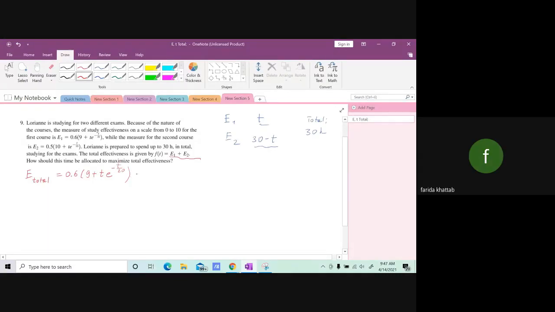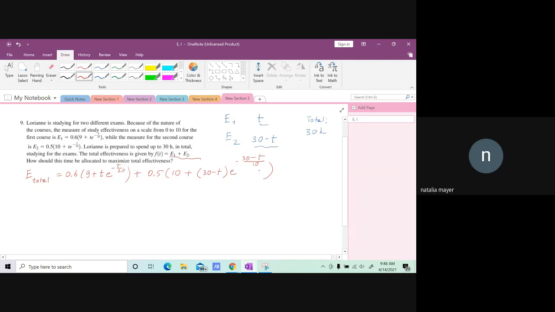And then plus, what about the E2, the other one? Yeah, the 0.5. But we're going to put the 30 minus t in there, instead of t. Twice. How many times do you see it? 2 times. One here in front and one in the exponent: 30 minus t, and the other time in the exponent, 30 minus t over 10. Okay.